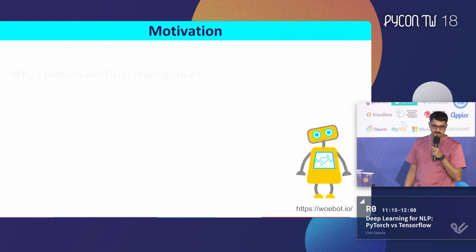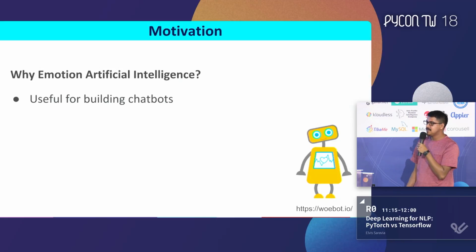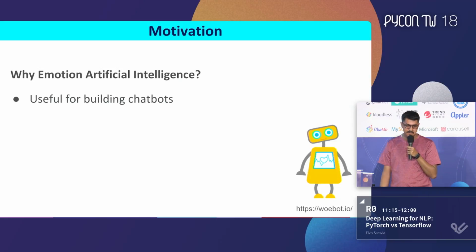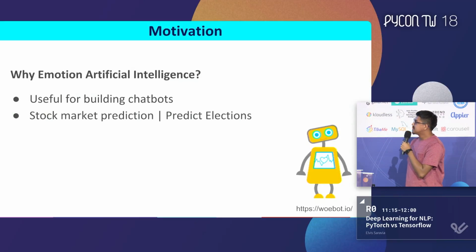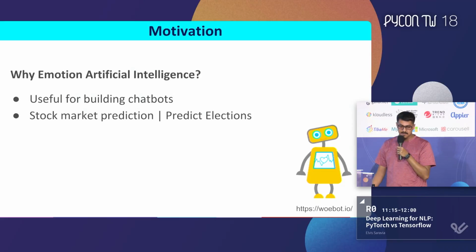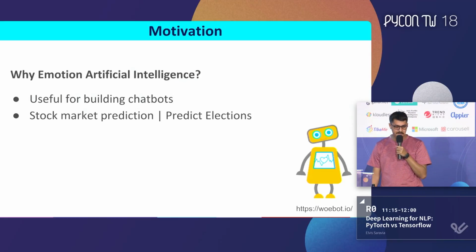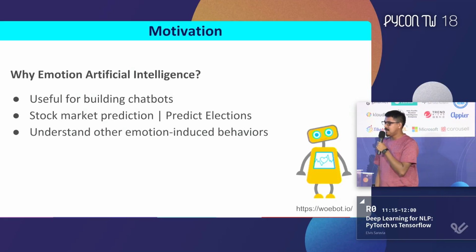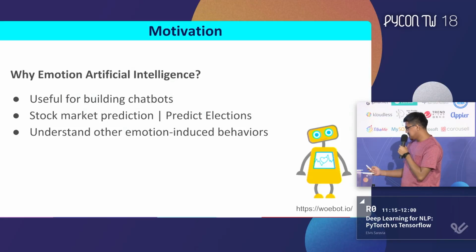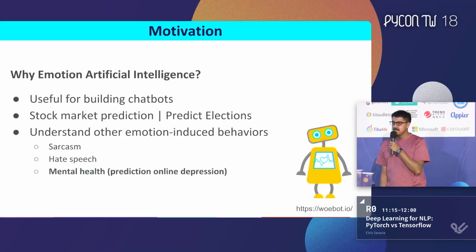So my motivation for working with emotion artificial intelligence is it could be useful for building chatbots, which are very popular today. It's also useful for stock market prediction. And it was famously used like 3 years ago for predicting elections. It's very, very useful for that. And also, emotions can be used to understand other emotion-induced behaviors, like sarcasm I mentioned, hate speech, and mental health.